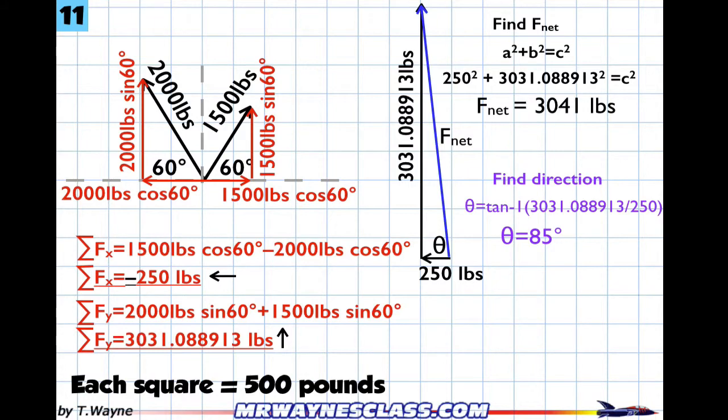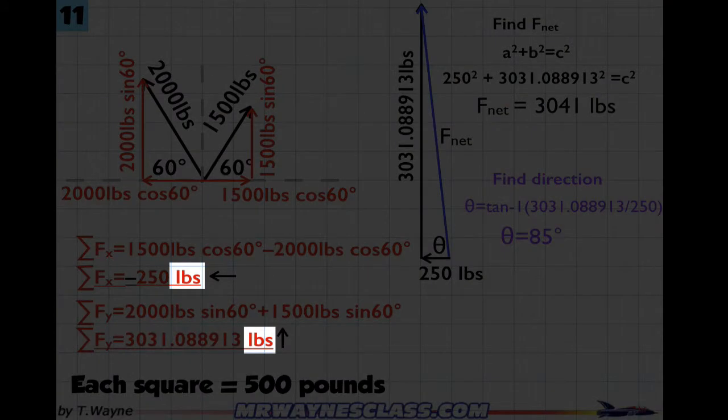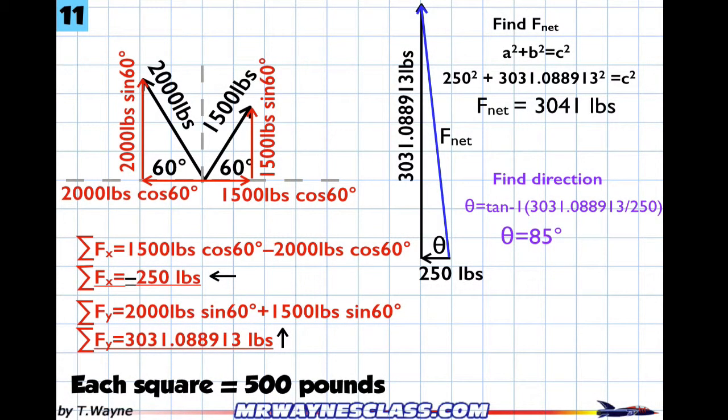Then you look down later on in the summations, it's negative 250 pounds. And then in some of the forces in the y direction, it's 3,031 pounds. So wherever the units are on that original set of vectors, I want to see those units carried out throughout everything you've done over here.